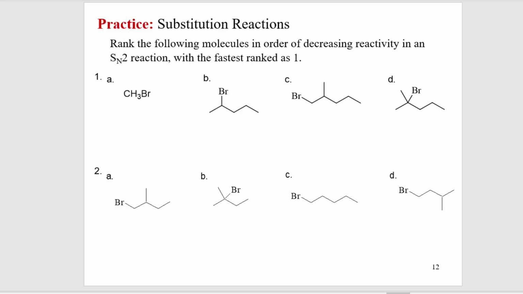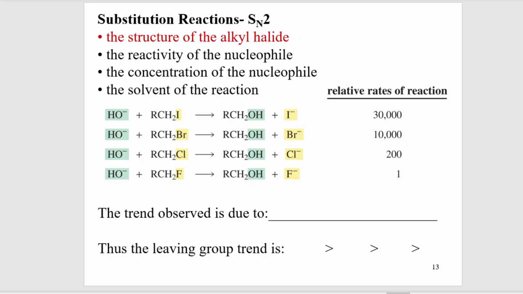Here's a question. For questions 1 and 2, rank the molecules according to their reactivity in decreasing order, with the fastest one undergoing SN2 ranked as 1. So do this problem and see what you get. This is helping you understand the rate.